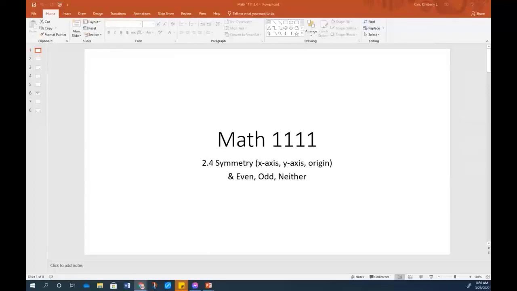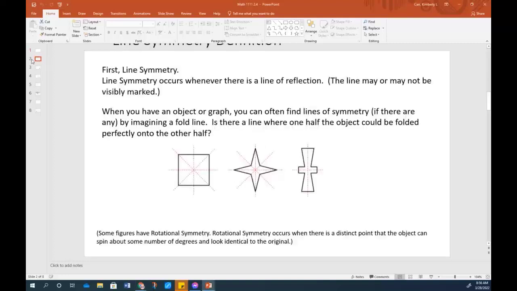Hello everyone, this lesson is about symmetry and determining whether or not functions are even, odd, or neither. Those are very similar topics, although there is a bit of a difference between them. So there'll be a strong similarity. So it's a fairly short lesson. This one is kind of just introducing the symmetry.